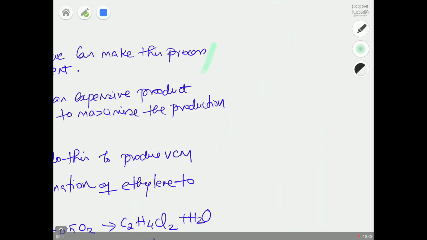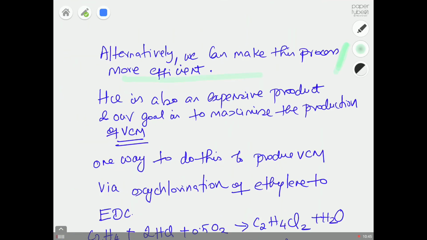So our goal is to maximize the production of vinyl chloride monomer. So we can make this process a bit more efficient, and we know how to do that. HCl is also an expensive product, so let's use this byproduct through some other reaction. Let's think about some other reaction that allows you to use this byproduct hydrochloric acid to produce more product, in this case vinyl chloride monomer.